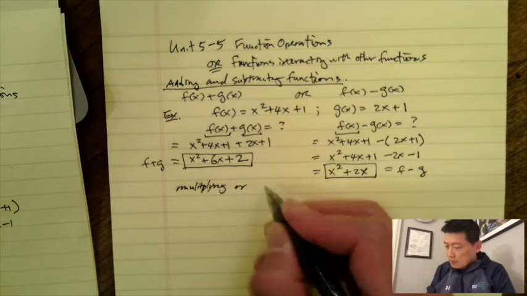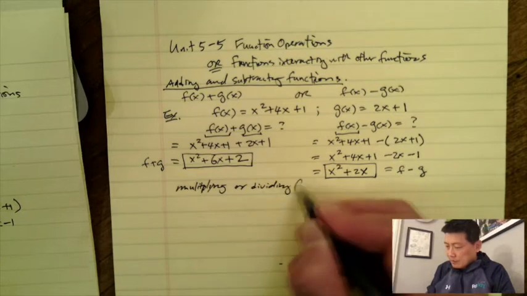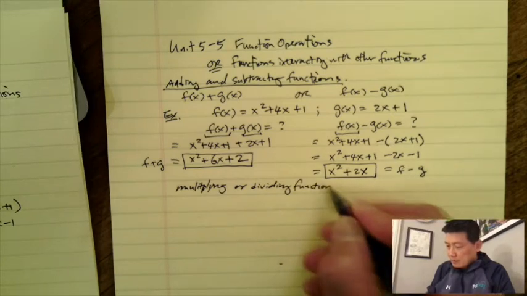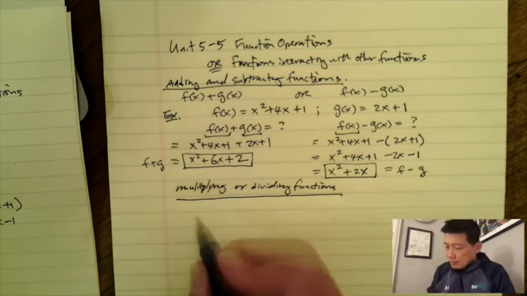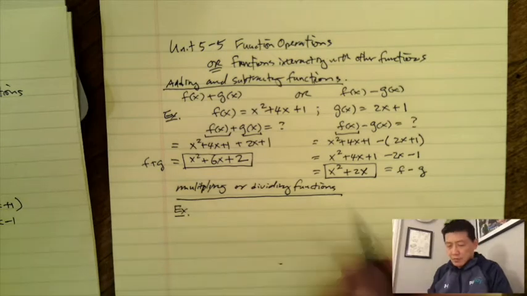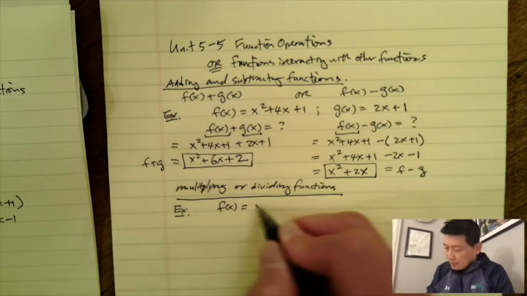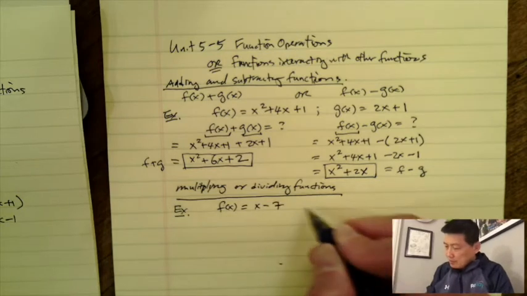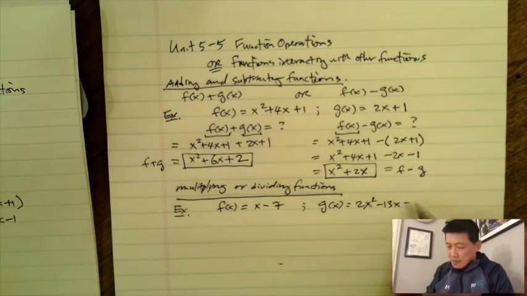Okay, so the next one that we want to do is multiplying or dividing functions. Right? So that's the next category of examples. So here, let me define f of x and g of x. I will define f of x as x minus 7, and g of x I will define as 2x squared minus 13x minus 7.